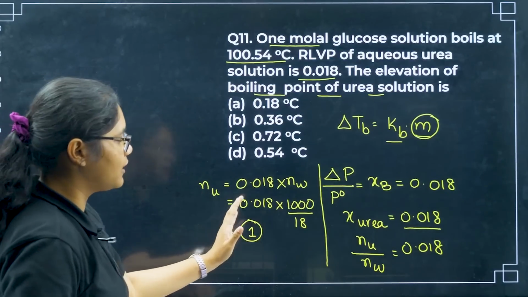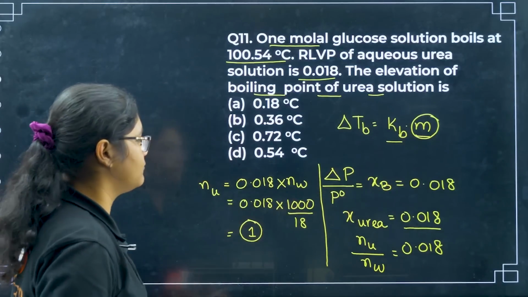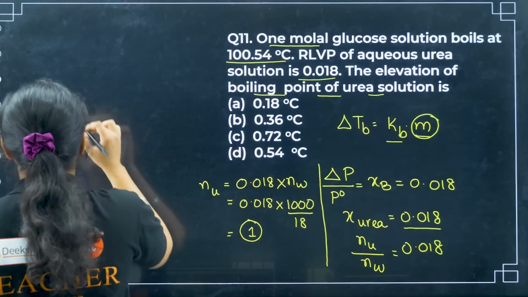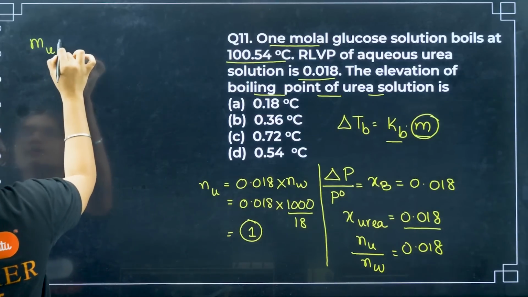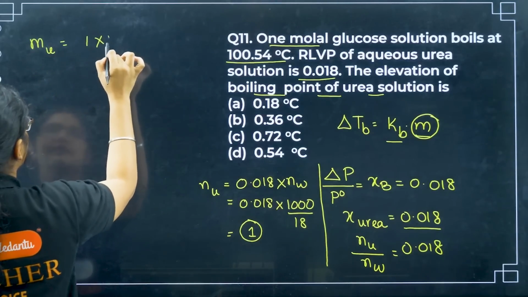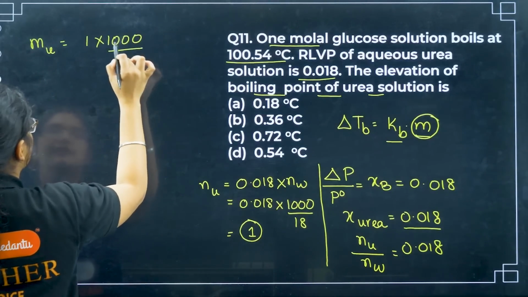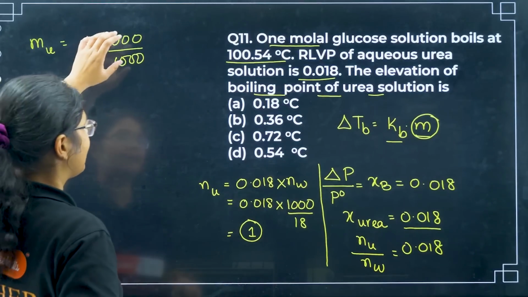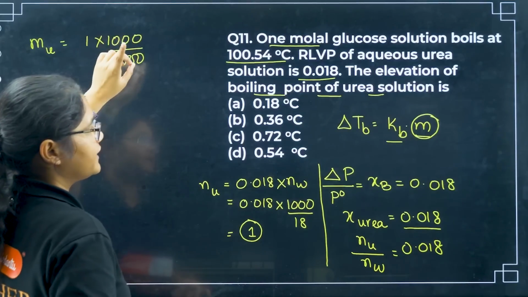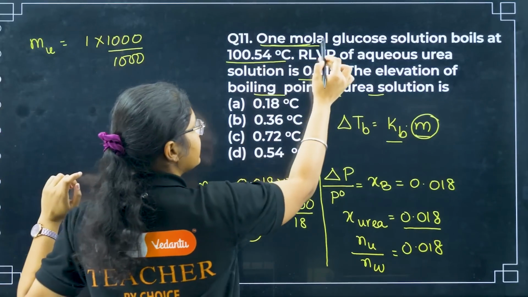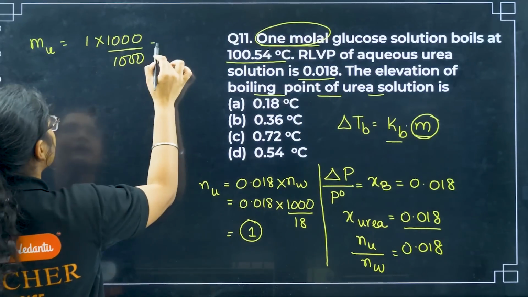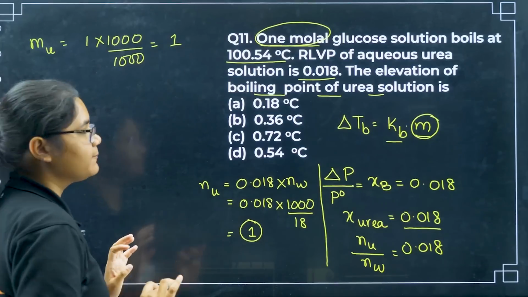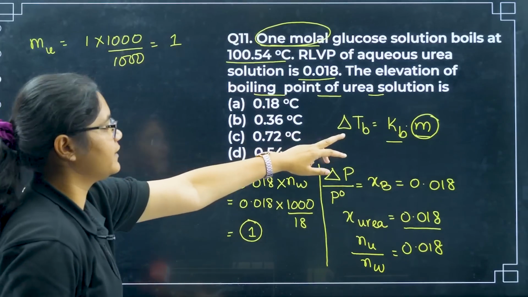Now I have found the number of moles of urea, so can I find the molality now? What is the molality of urea? Again, number of moles divided by 1000, that is the given mass, by molar mass, right? Sorry, I'm assuming that it is 1 kg of solvent. Why? Because 1 molar is given here, right? So I will get molality as 1. Clear?